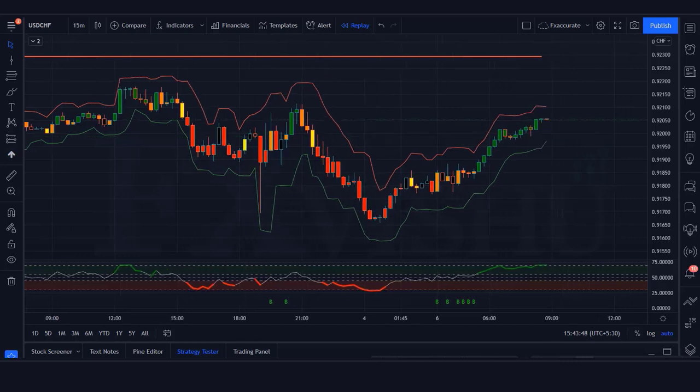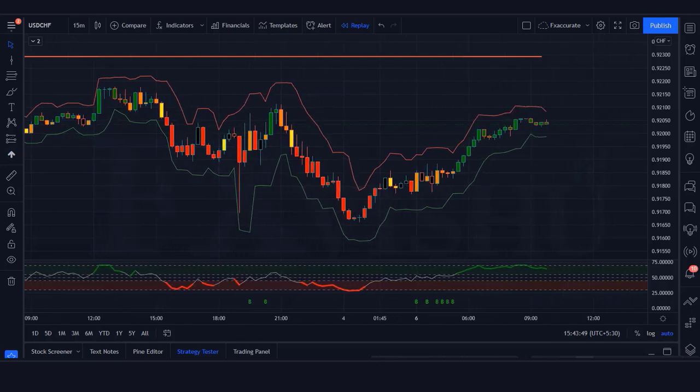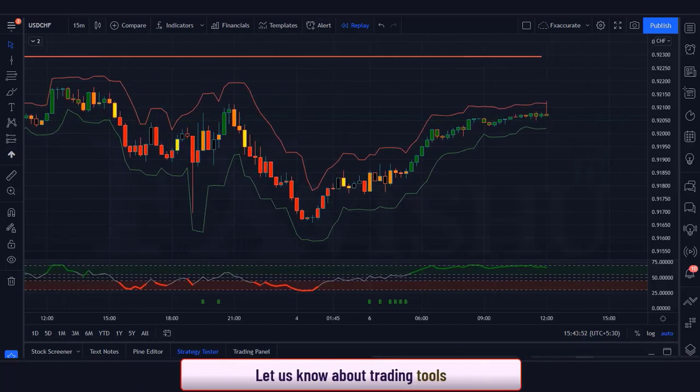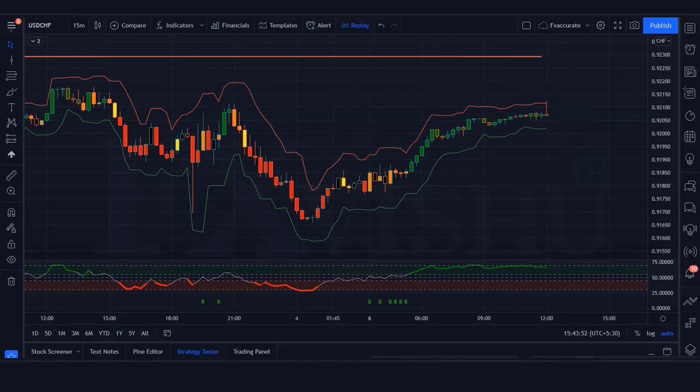The trend buy sell technical indicator is one of the most famous indicators in all financial markets. First of all, let us know about the trading tools. The green and red lines area is visible in the middle of the chart. We call it the stop loss indicator. We will use this to set the stop loss.